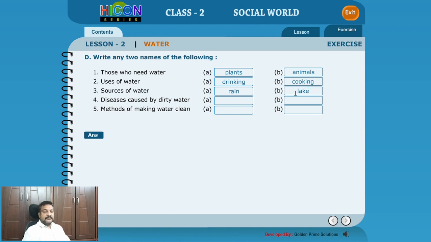Right? Now, disease is caused by dirty water. So, we have told if we use water from open sources like rivers or lakes or ponds, it may be polluted. It may have the viruses or the bacteria which can cause us diseases. What are the diseases? Jaundice or dysentery. D-Y-S-E-N-T-E-R-Y. Dysentery.